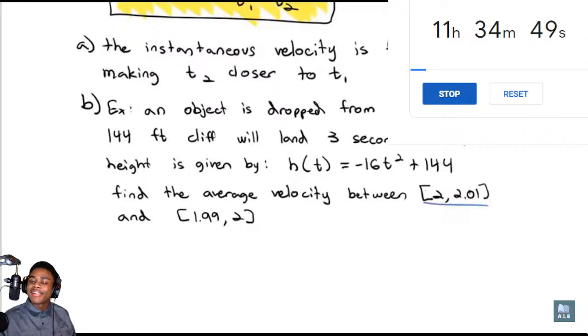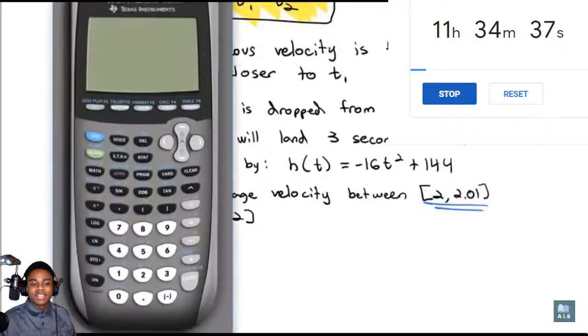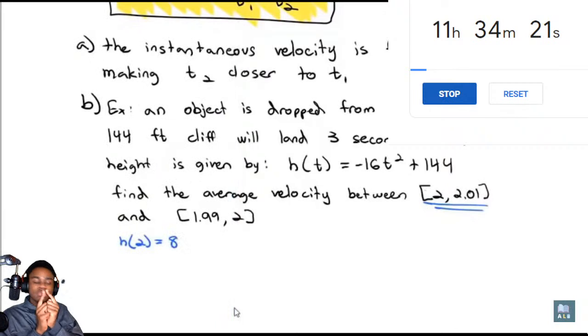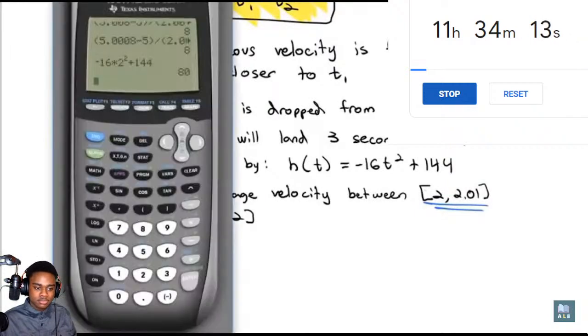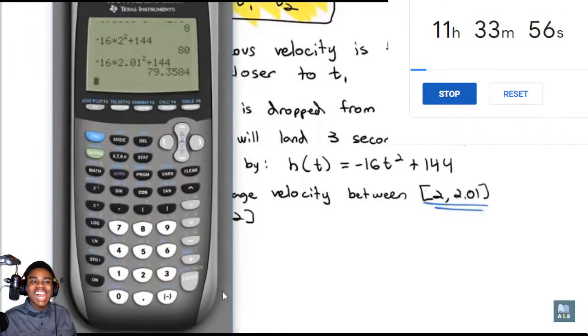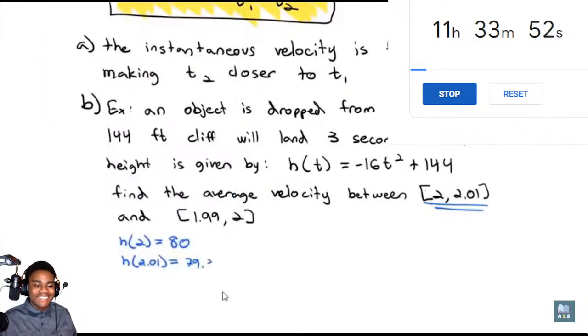First, I'll do the first point in blue. For the average velocity, we need to know what the height is at those 2 points. So we'll say h of 2. I'm just going to plug this into our calculator: negative 16 times 2 squared plus 144. When I do that on the calculator, we get 80. So the height at 2 is 80. And the height just afterwards at 2.01, if I plug that into my calculator, negative 16 times 2.01 squared plus 144, that's going to equal 79.3584. Let's just round it to 79.358.